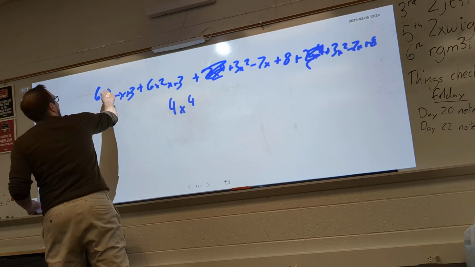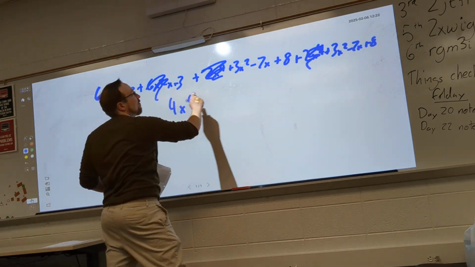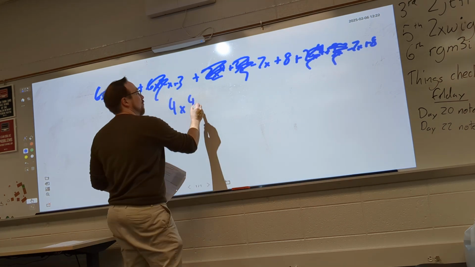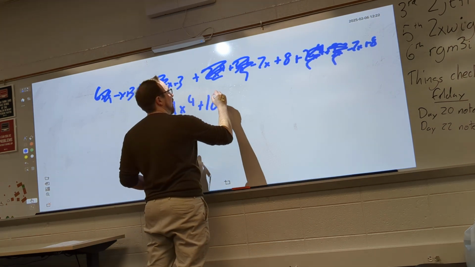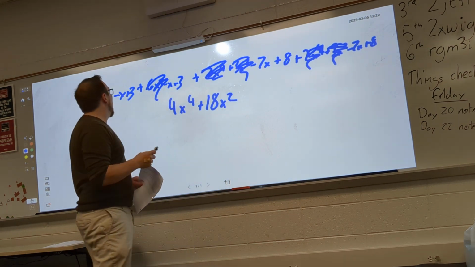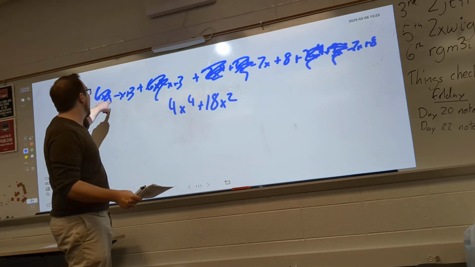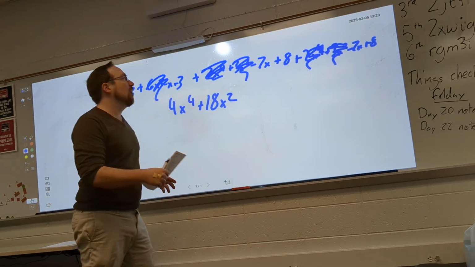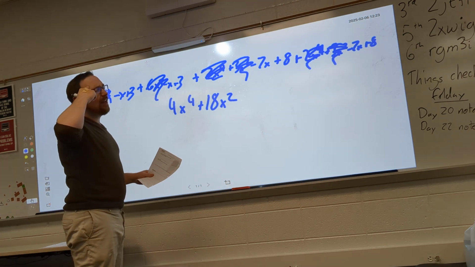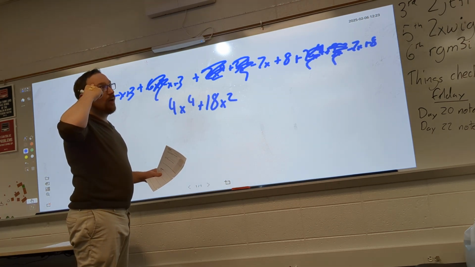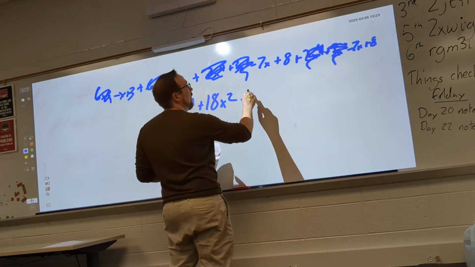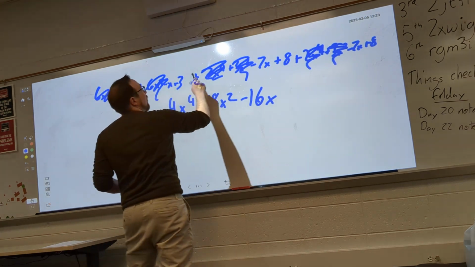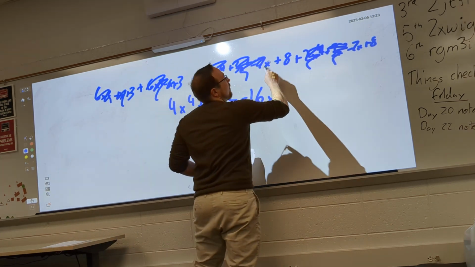We got 6x squared, 6x squared, 3x squared, and 3x squared, for a total of 18x squared. What about regular x's? We've got negative x, negative 7x, negative 7x, for a total of negative 16 x's, and positive 16 x's, and that gets rid of those. Ooh, a lot of crossing out here.